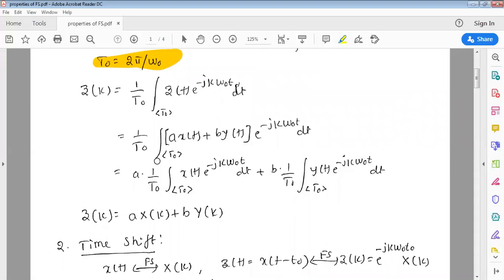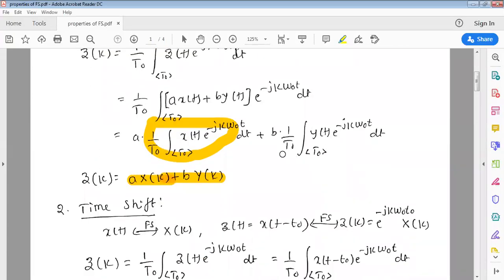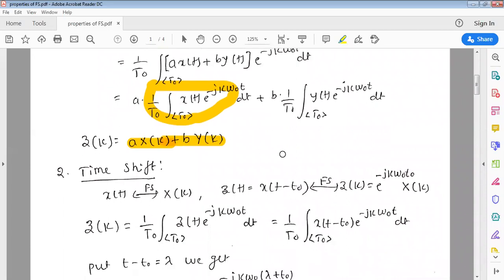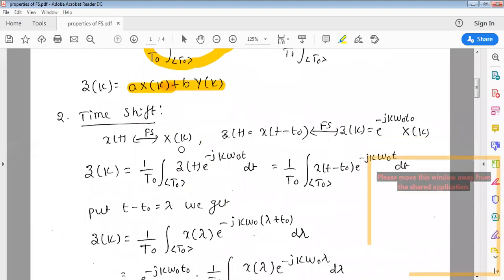So a is as it is. What is this term? It is nothing but your x of k. Just like z of t to z of k, x of t to x of k. So I have written a x of k plus b into y of k. So z of k will become a x of k plus b y of k. That completes the proof. Any doubt in this proof? Any doubt? No, sir. Okay, it is the same as the Z transform. All the proofs are very similar to the Z transform. Therefore, it will become very easy for you to understand.